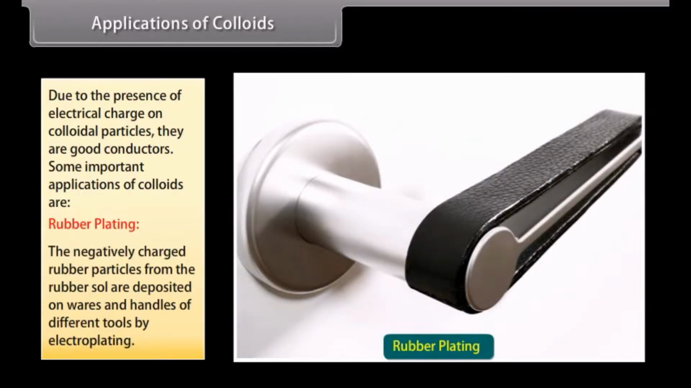Applications of colloids. Due to the presence of electrical charge on colloidal particles, they are good conductors. Some important applications of colloids are rubber plating. The negatively charged rubber particles from the rubber sole are deposited on wares and handles of different tools by electroplating.